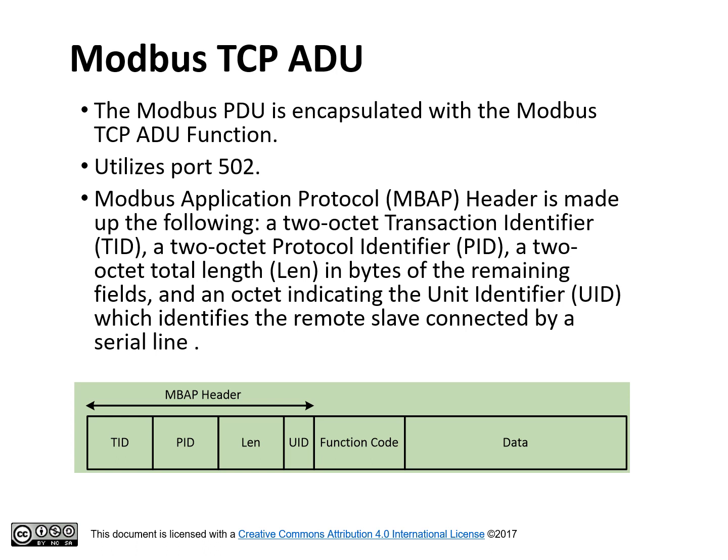The MBAP header is made up of the following: a 2-octet transaction identifier, TID, a 2-octet protocol identifier, PID, a 2-octet total length, LEN, in bytes of the remaining fields, and an octet indicating the unit identifier, UID, which identifies the remote slave connected by a serial line.